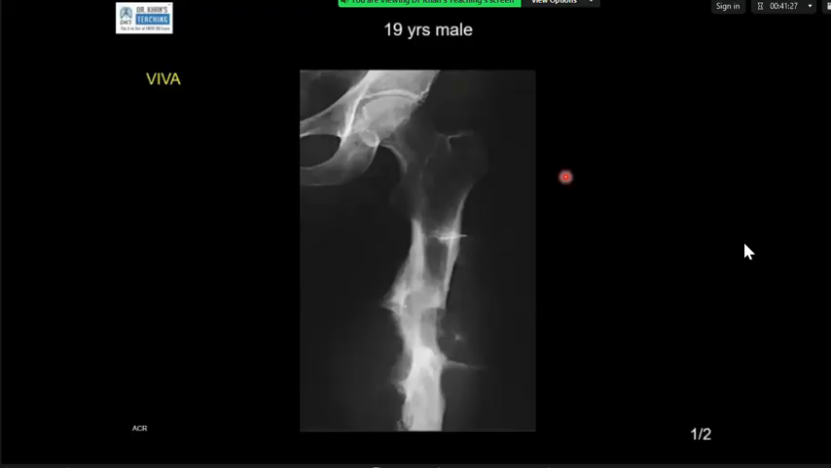So possibly it can be due to some soft tissue pathology.